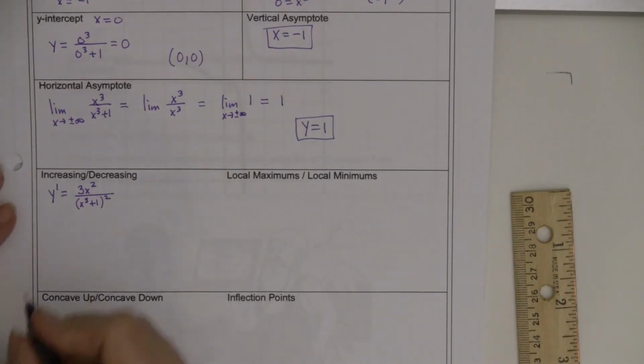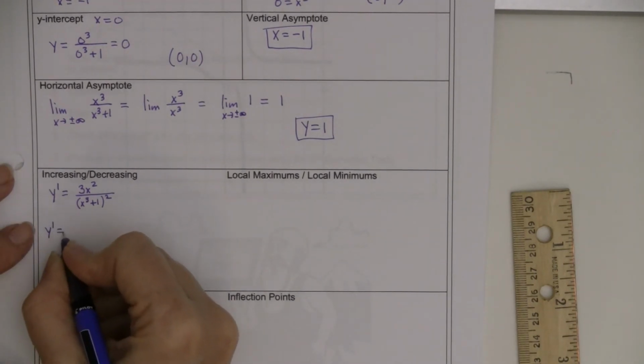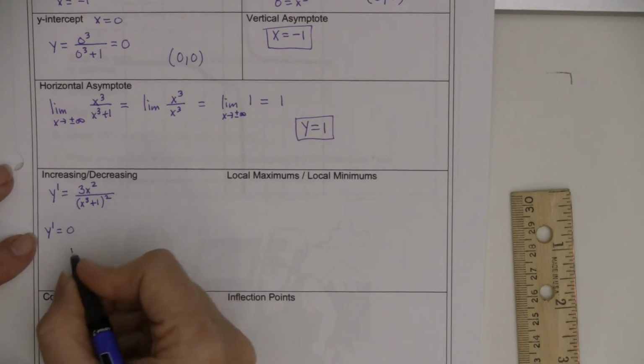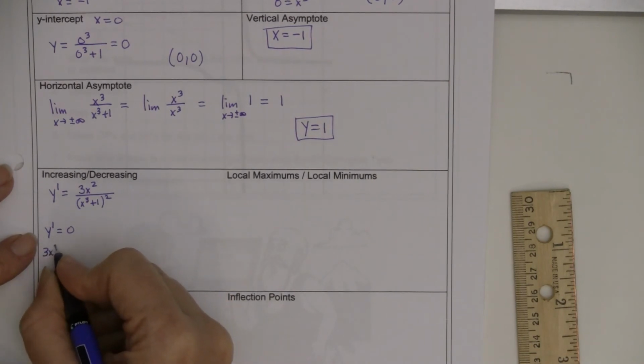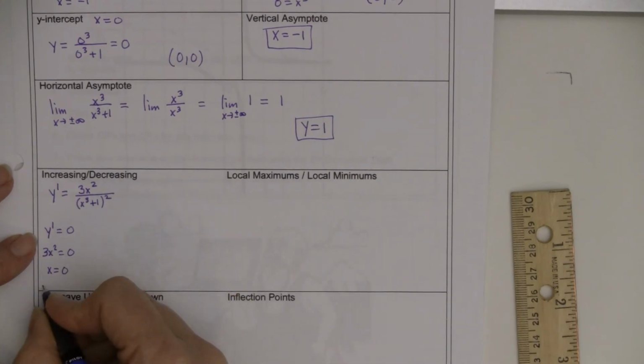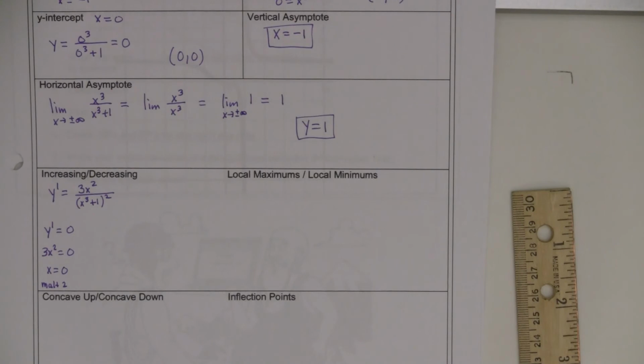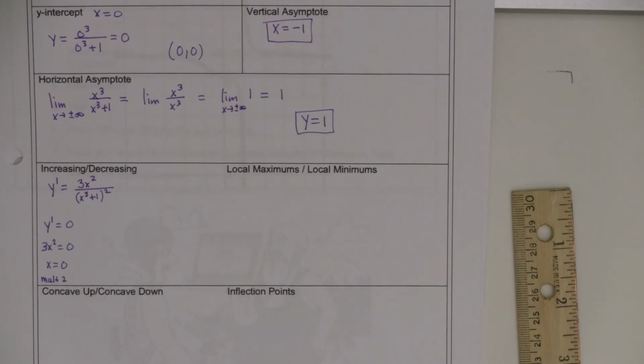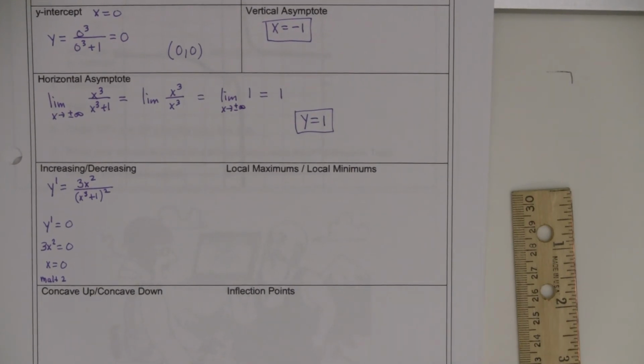And so we're going to look at when the first derivative is equal to zero. And that's when the numerator is zero. So that's 3x squared equals zero. So that's when x is equal to zero. And I can see that this is multiplicity 2. And that means that when I go to do my sign table, it's not going to alternate on zero because the multiplicity is even. And sometimes that's helpful to know.